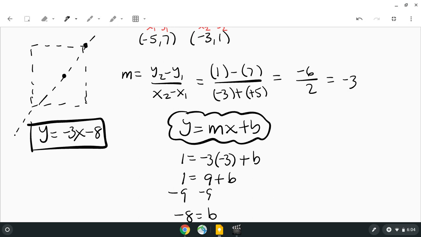Okay? So that's how you find the equation of a line if you know 2 points. Keep in mind that over here, I went ahead and calculated the slope. But if you know these 2 points, you can probably just easily count your rise and your run to get your slope without having to do all of this.